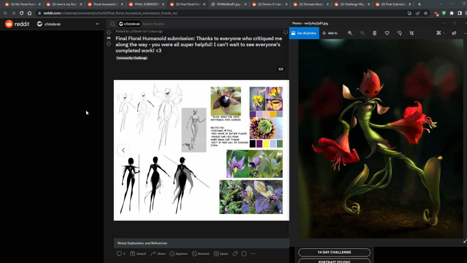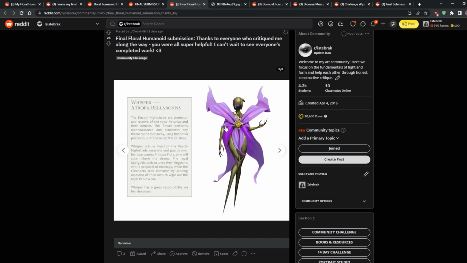So let's talk to Clever Girl real quick. Talk to us about your design. What were some of the decisions you made? What were some final thoughts you had? Color choice, all of that. Go ahead.